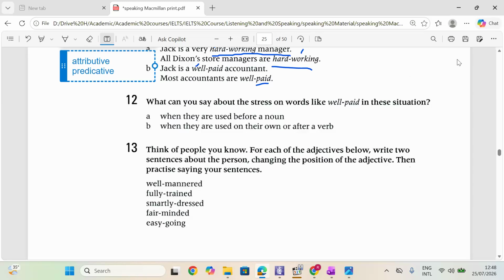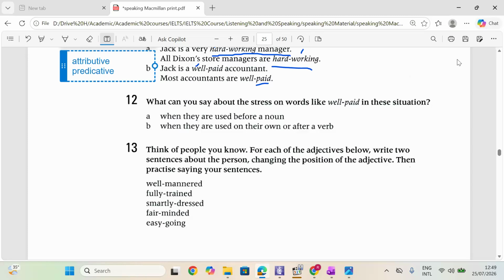Okay, can I? Yes, go ahead. The first one, well-mannered. She is a well-mannered student. This student is very well-mannered. Yes. Okay, good job. Thank you. The second? Okay, fully trained.